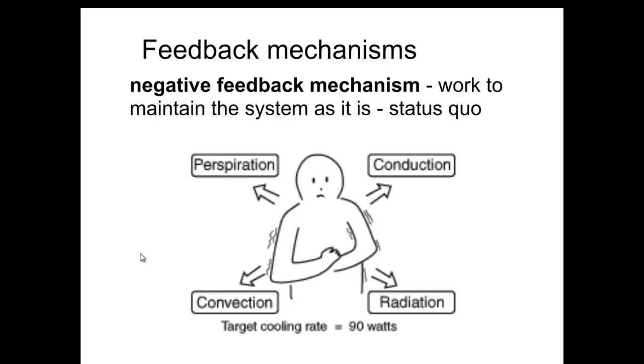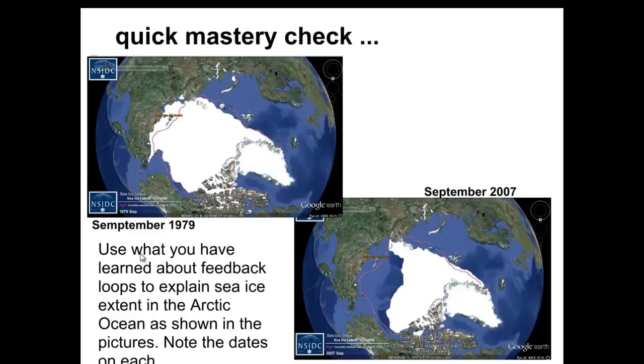As I said earlier, we're going to be considering negative and positive feedback mechanisms along with the different spheres of Earth throughout the next several months. So don't feel bad if you're having a little bit of a tough time with this particular one. Let's move forward and talk about a quick mastery check.